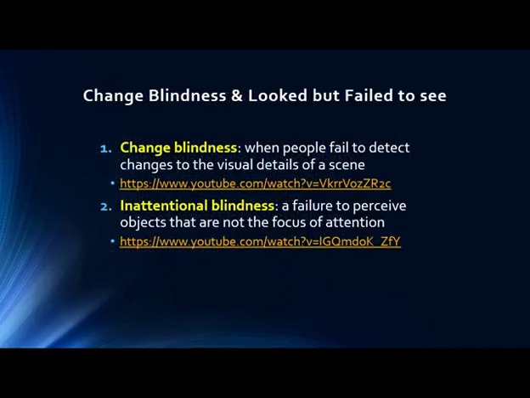I want to turn now and talk a little bit about some applied aspects of perception. I'm actually going to do these. We'll start with inattentional blindness, and we'll talk about change blindness. Inattentional blindness is a failure to perceive objects that are not the focus of our attention.